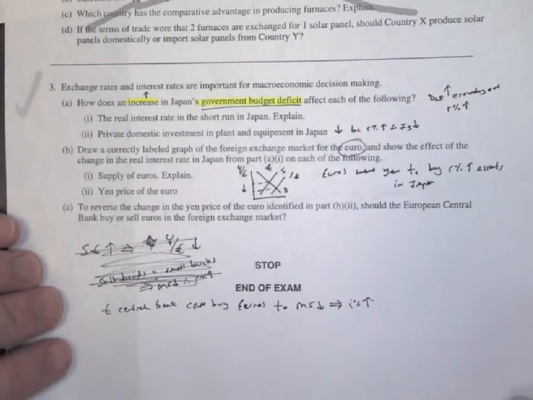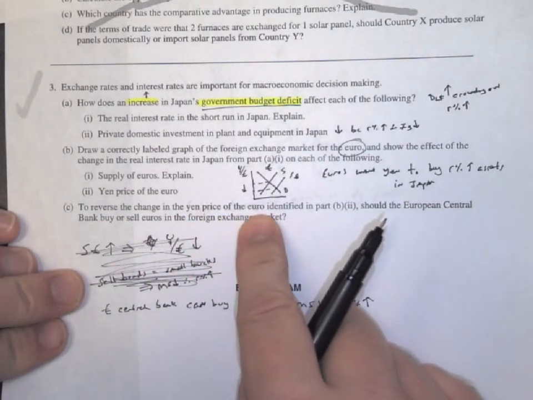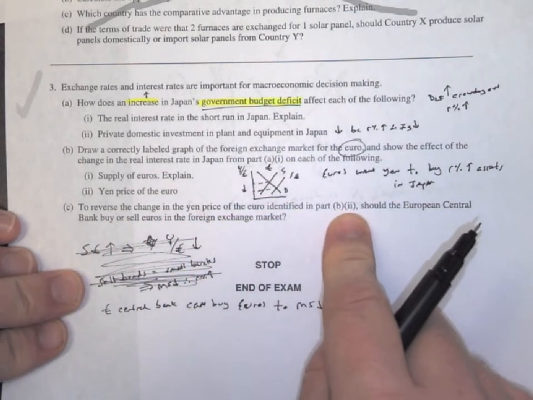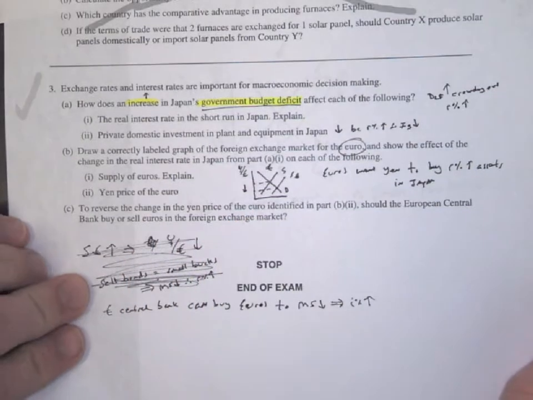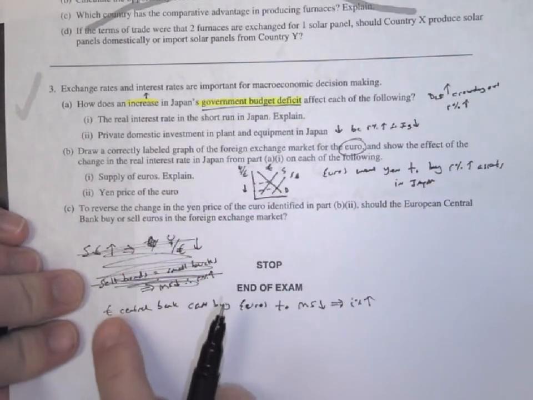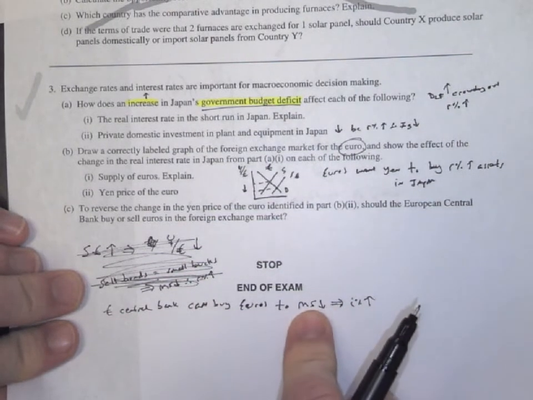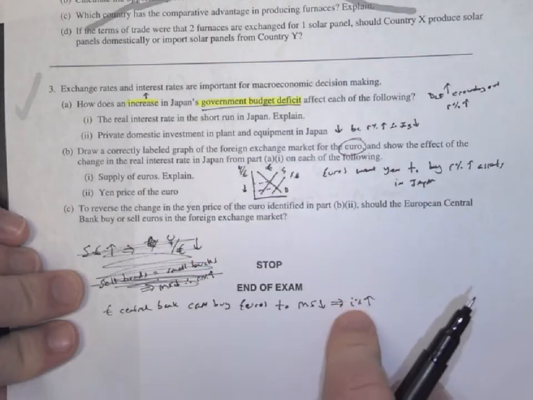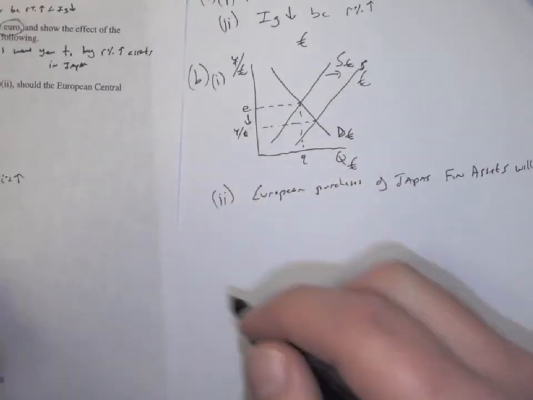Now, the other country has to balance this out a bit. To reverse the change in yen price of the euro identified in Part B, 2, should the European Central Bank buy or sell euros on the foreign exchange market? So I'm thinking this out a little bit. So the European Central Bank can buy euros to lower the money supply and raise interest rates back up. So that's another way. You've got buy bonds, sell bonds. You also can buy currency.